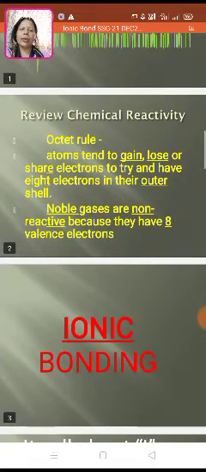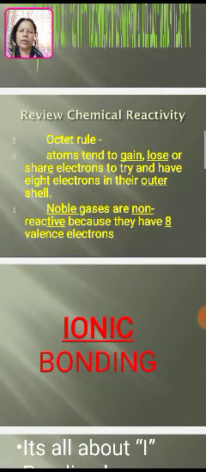The octet rule that you know very well. Atoms tend to gain, lose or share electrons to try and have 8 electrons in their outer shell. So octet means 8. Noble gases are non-reactive because they have 8 valence electrons, and that's why they are noble in nature. So they don't need to gain or lose electrons.